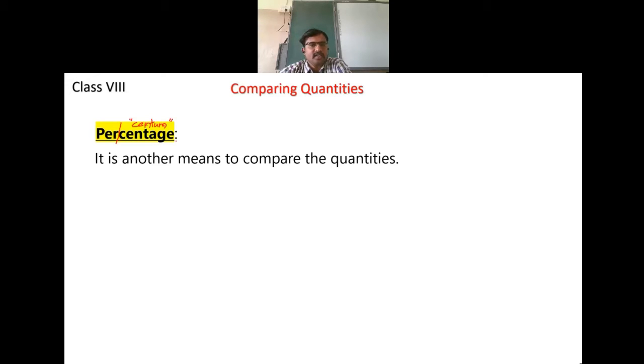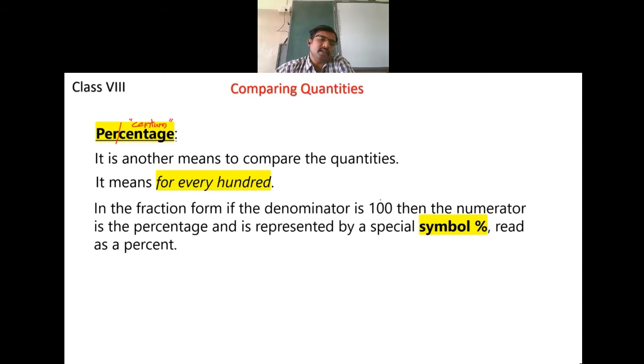This is another means of comparing quantities. It means for every 100, in the fraction, if the denominator is 100, then the numerator is the percentage, and it is written with the symbol %. This symbol is read as percent. So for example, 5 upon 100 is the same as 5%.